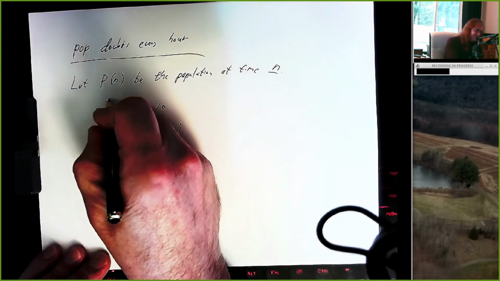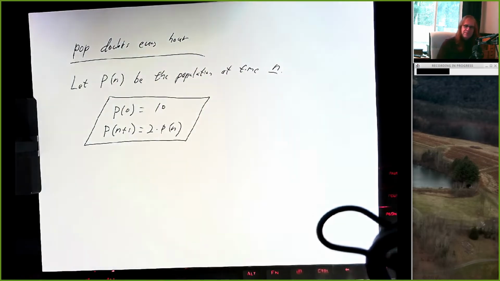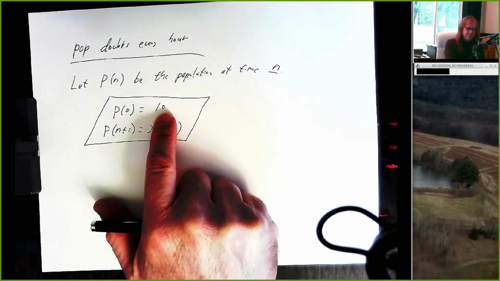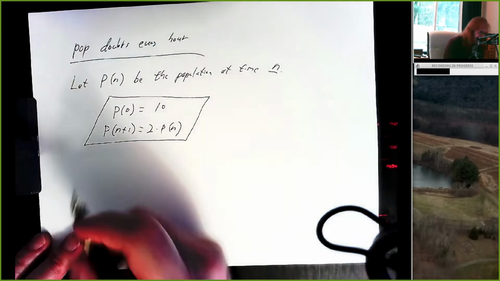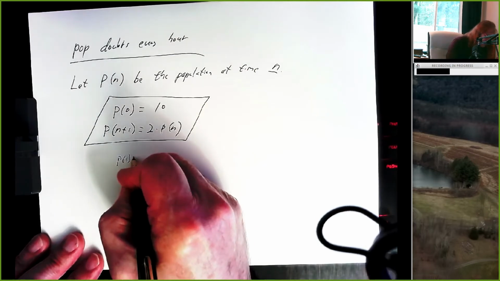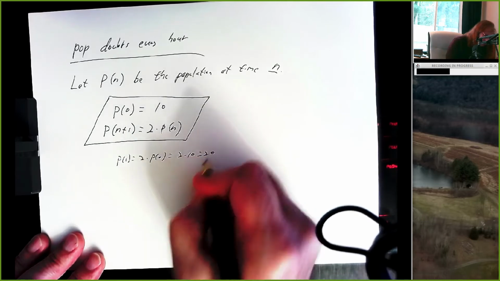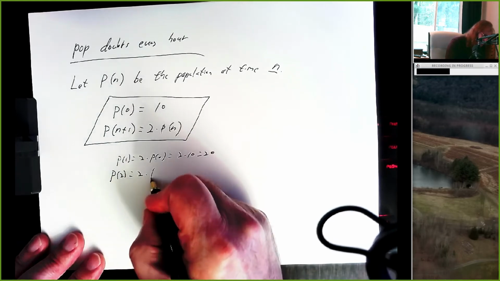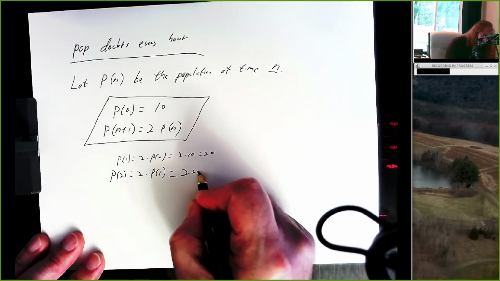Now, with these two pieces of information, we know everything there is to know about the bacteria population. We know that the initial population was 10 at time 0. We know that at time 1, the population would be twice that, which would be 20. And so we can start finding values of this function. We could say, for example, P of 1 is twice P of 0, which is 2 times 10, which is 20. And if we want to find the population at time 2, that's twice the population at time 1, and we just found P of 1 was 20, so this is 2 times 20, which is 40.